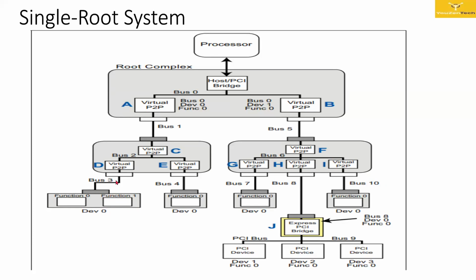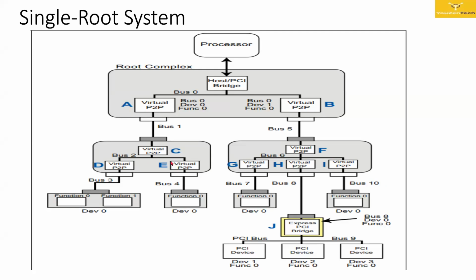It goes back to this. At this point, when it comes to bridge D, it now knows the maximum bus number on this bridge. It is 3, right? Below this it is 3, so it is going to update the subordinate bus number register from 255 to 3.